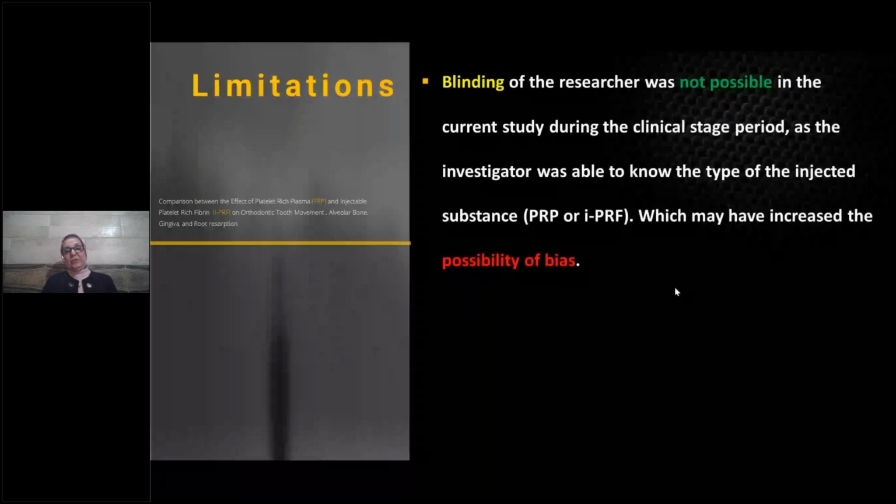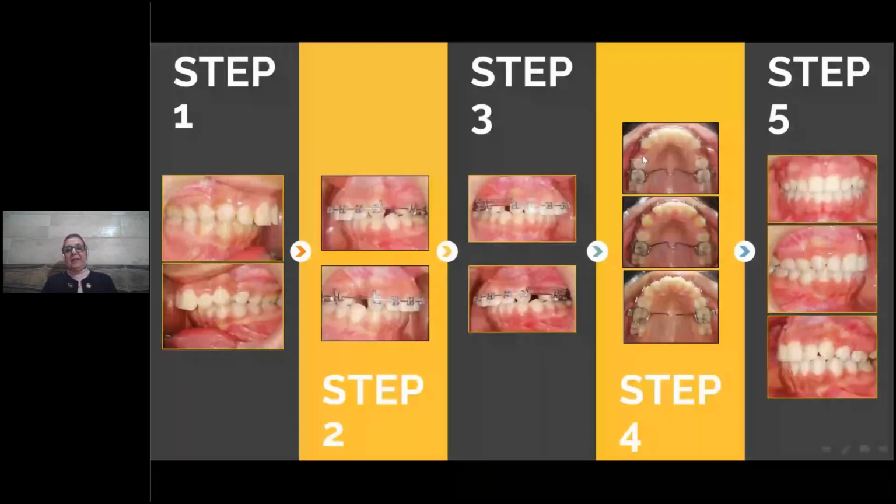In the progress of this case, we noticed the retraction of the canines in this fourth step, and in the final results, we have good results: good overjet, overbite, class 1 canine relationship, and good details in occlusion.